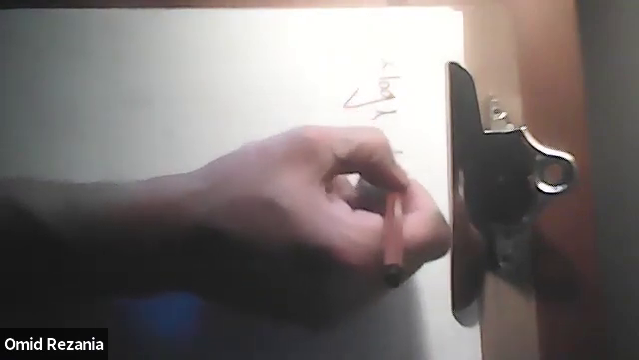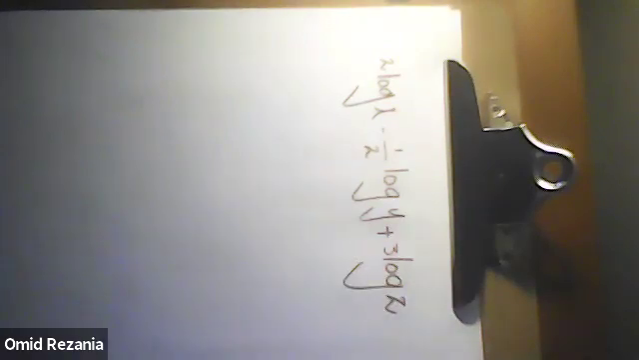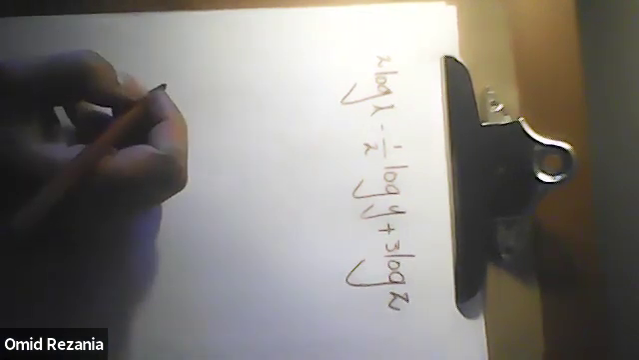We have 2 log x minus 1 over 2 log y plus 3 log z. This one.